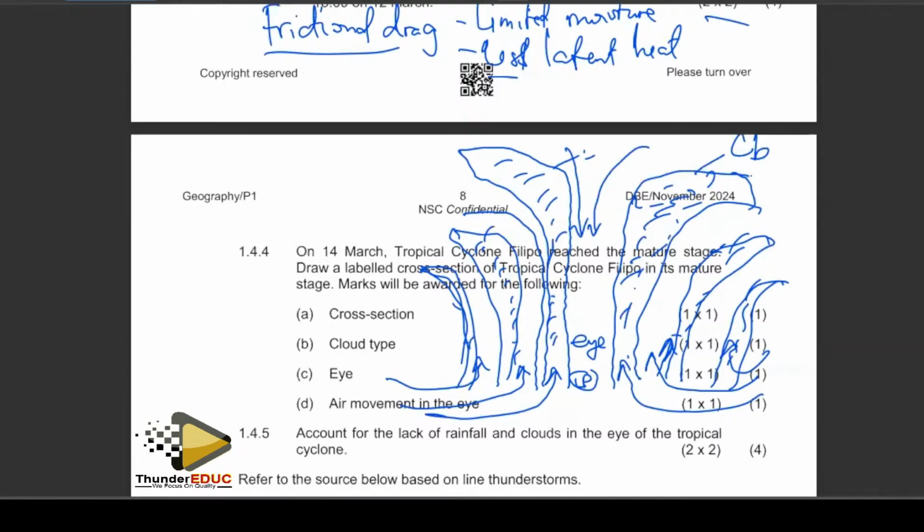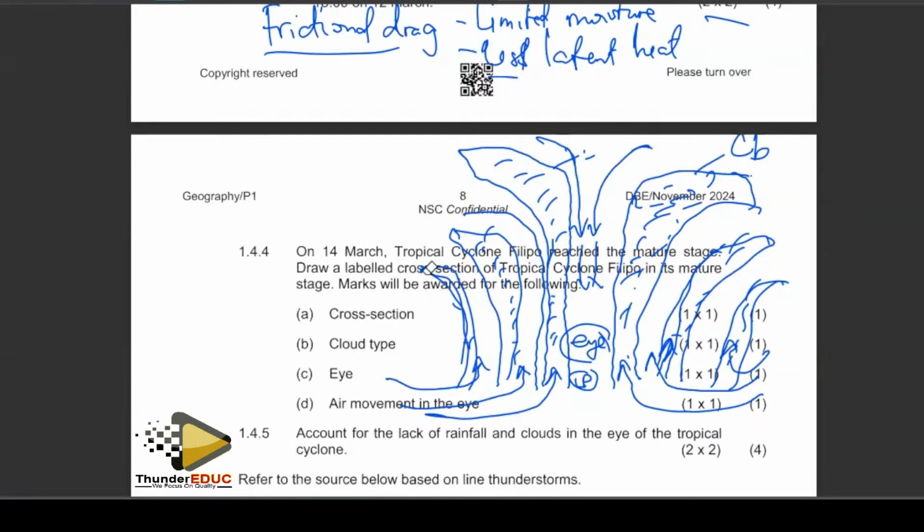So what I'm supposed to do there is to get a mark for drawing a proper cross-section, though mine is not very accurate because of what I'm using. But if you are drawing with your pencil, you must have an accurate and clear illustration, and also indicate the nature of the cloud, the type of the clouds. You label cumulonimbus cloud, and then you label your eye at the center of the system, and also the air movement in the eye is indicated by these two arrows with descending air. The air is descending in the center of the eye. That is basically what you should target to get marks for that particular illustration of a cross-section.